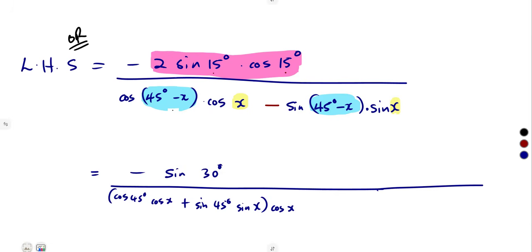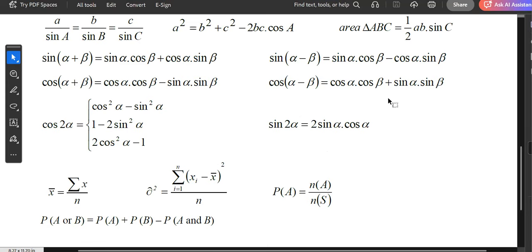Then we do the same thing, minus sine 45 degrees minus x. You do the same thing, you expand sine of alpha minus beta. So this is 45 degrees minus x. So this was going to be 45 degrees. This was going to be x. This was going to be 45. This was going to be x. So expand it that way. Sine cos, cos sine, like that.